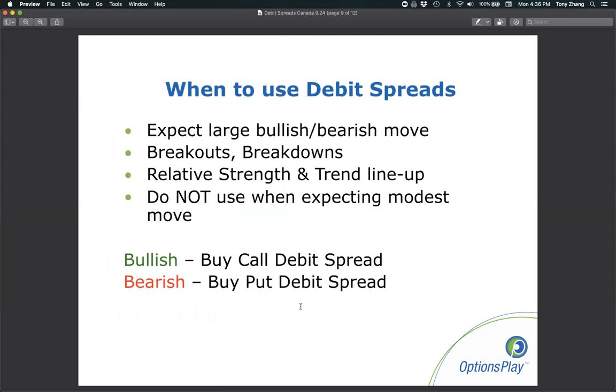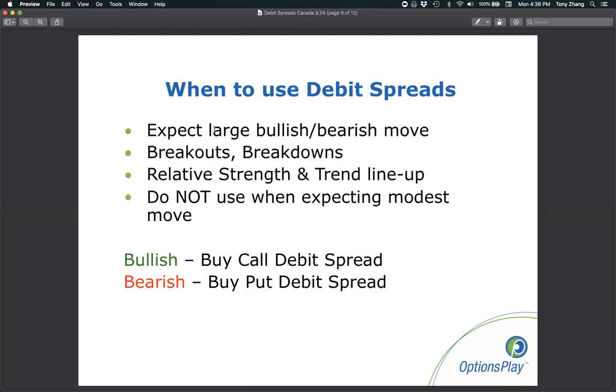And it's really important to understand that debit spreads are really useful for very specific types of outlooks on an individual stock. And they shouldn't be used in any bullish or bearish directional view. So debit spreads are really only useful when you're expecting a large directional move, a bullish or bearish move in one direction or another on an underlying stock.